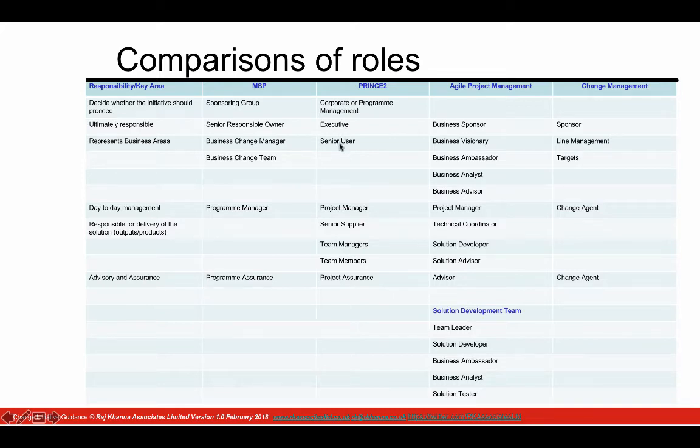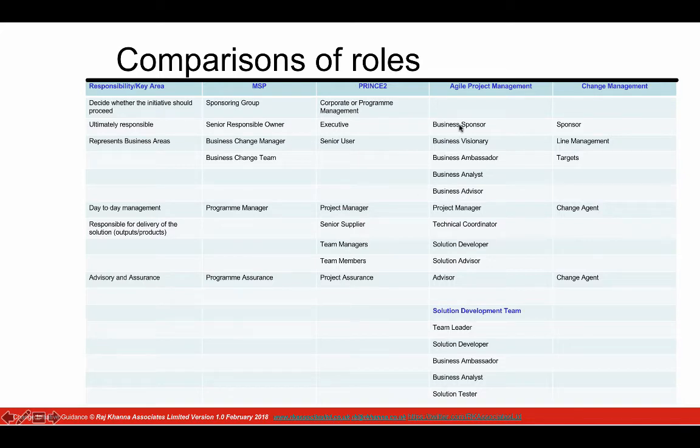The person or role representing the business area is called a senior user. The person delivering the solution is a senior supplier. And then you have team managers and team members. So they're the ones responsible for delivering the solution. Again, if you simply saw them as team managers, it does not distinguish between the business team and the supplier team. So they should be two different teams.